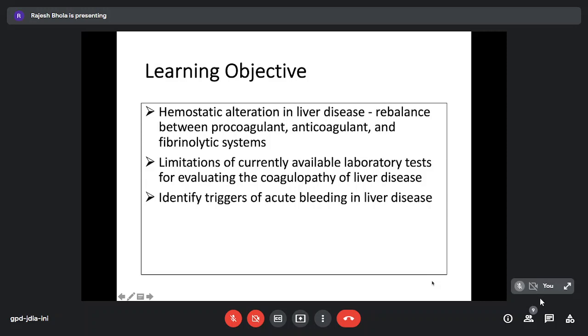And what are the learning objectives of this presentation? To understand that there is a hemostatic alteration in liver disease that is actually the rebalance between the procoagulant, anticoagulant, and the fibrinolytic system. And what are the limitations of currently available laboratory tests for evaluating the coagulopathy of liver disease? Because we cannot apply the currently available tests upfront for explaining a coagulopathy in liver disease. And what are the triggers that can lead to acute bleeding in liver diseases? So these are the things I think by the end of my presentation, I can do justice to these objectives.